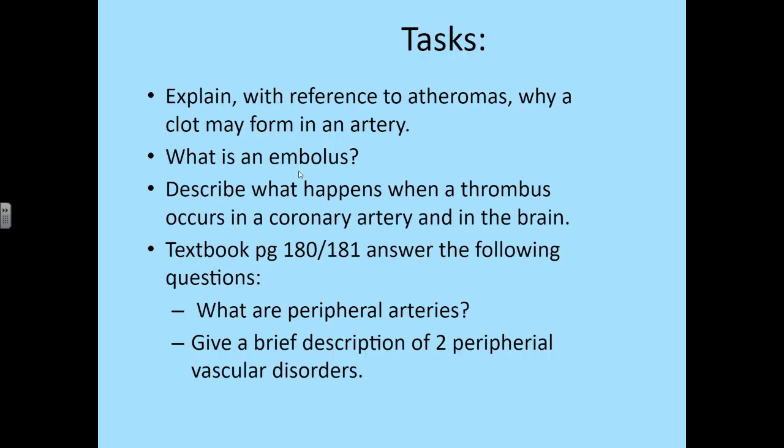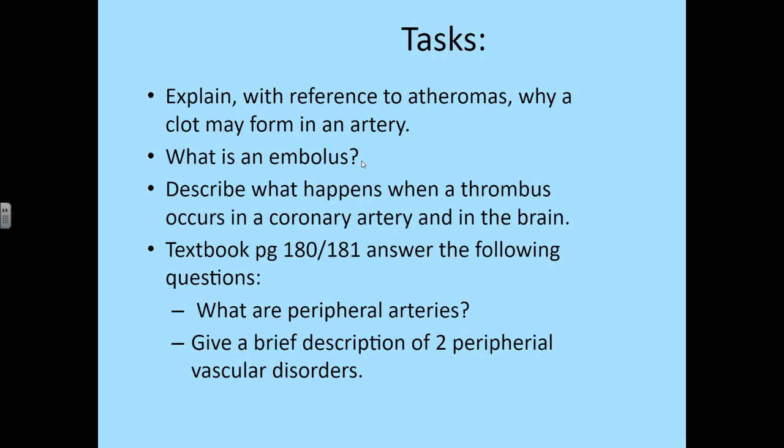Nasty. So, you should be able to explain with reference to atheromas why a clot might form in an artery. So the cholesterol build up, then the kind of scaffolding with the fibrins, and then that breaking through the wall of the endothelium, causing clotting to happen. So releasing clotting factors, prothrombin to thrombin, fibrinogen to fibrin, you've got a clot. An embolus is a thrombus that is on the move. So a clot on the move is an embolus.